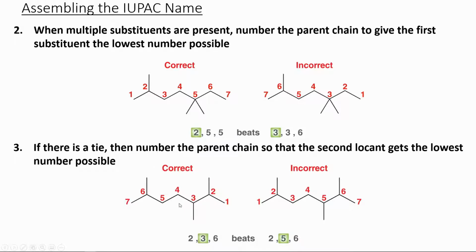In this case, there's a tie, right? If we number from the left side, we'll have a substituent at 2, and if we number from the right side, we'll have a substituent at 2. So then we want to look at the next substituent over. This numbering system puts a substituent at 3, whereas this numbering system here puts a substituent at 5. Since 3 is lower than 5, the structure on the left would be the correct numbering system.